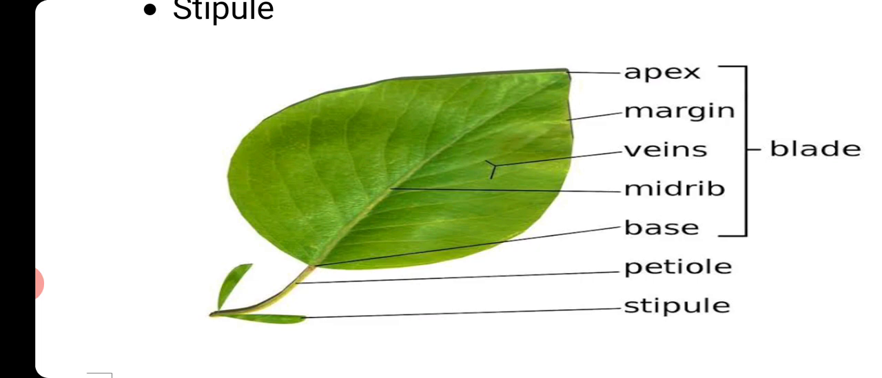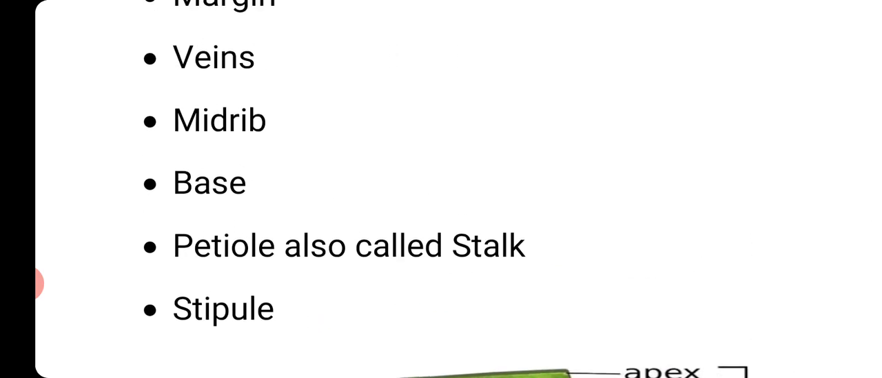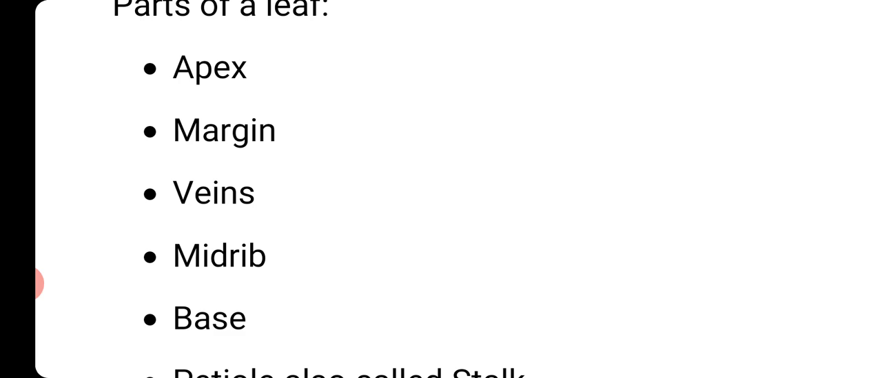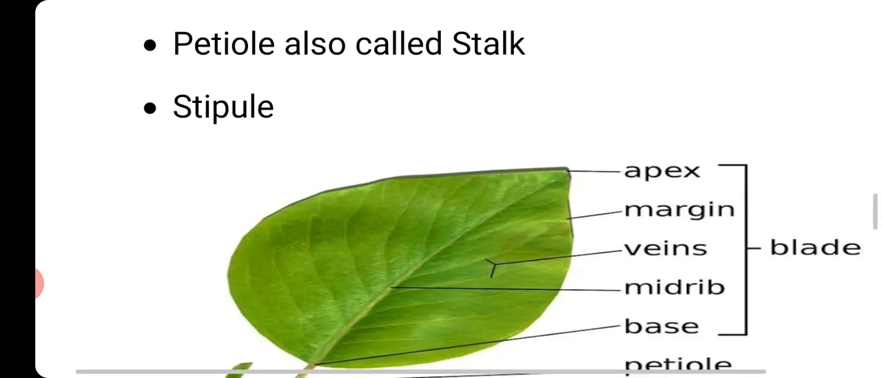So, my children, always read this every time, that part of a leaf are apex, margin, veins, midrib, base, petiole or stalk, and stipule.